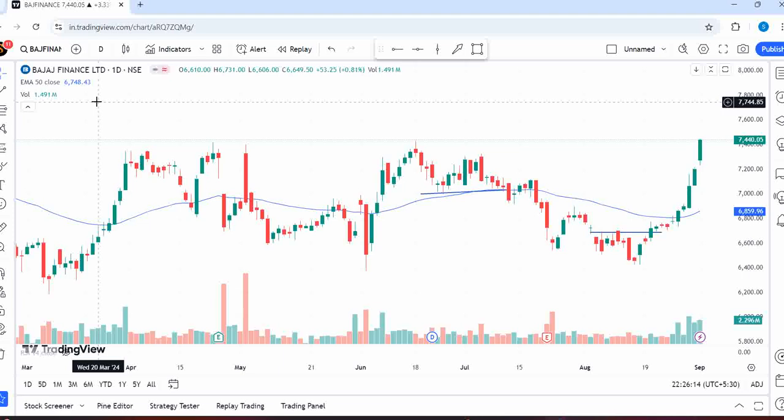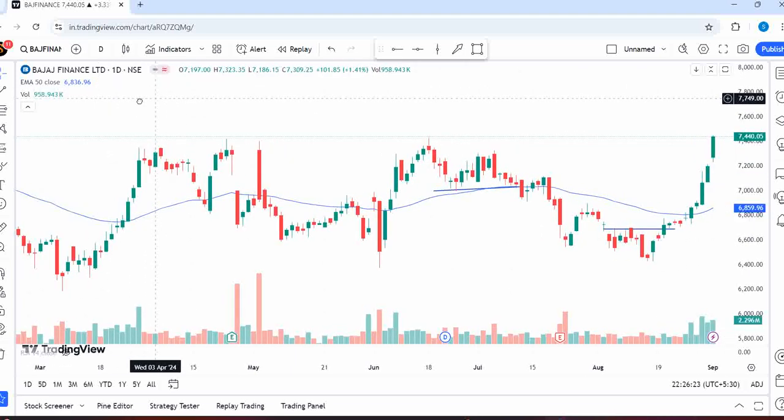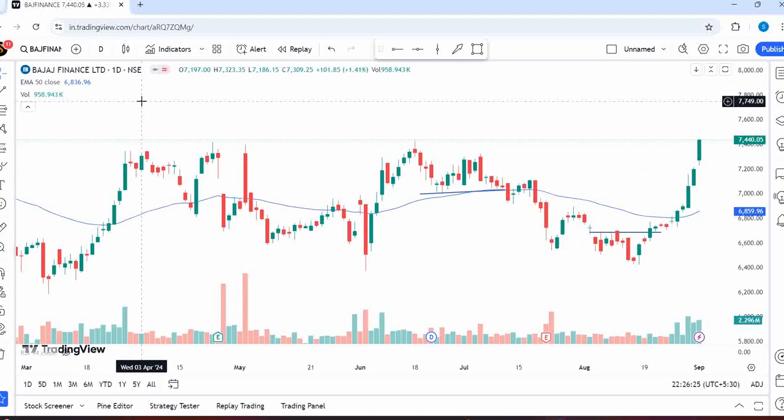For this I have chosen Bajaj Finance, since today it was in the news because of the housing finance IPO, and let's see how it is performing. The basic thing for today is that we have to identify red means bearish and green means bullish.